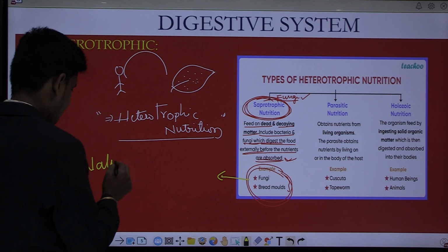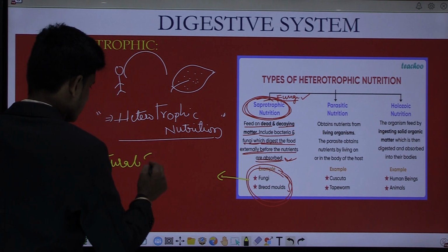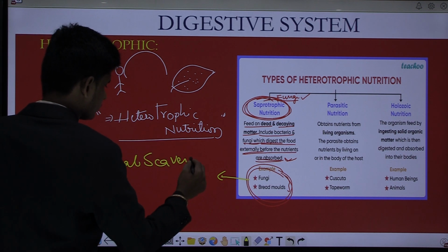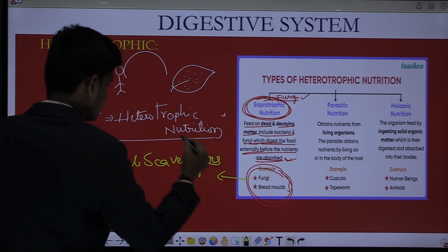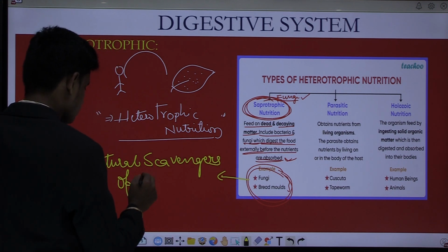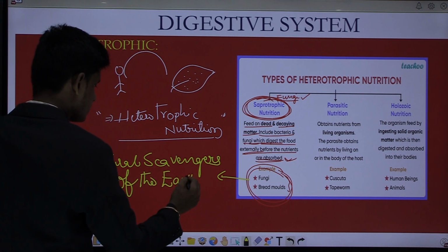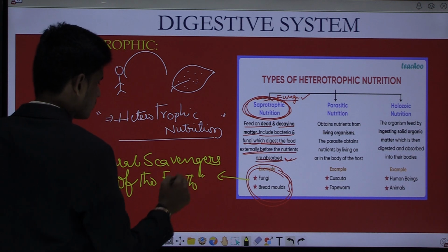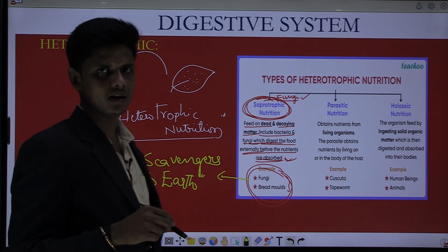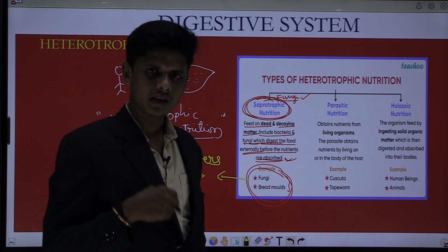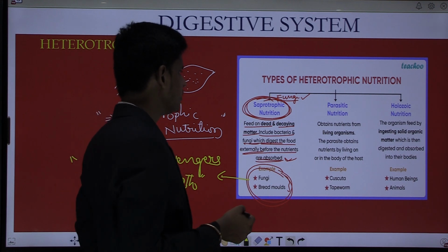What is that? Natural scavengers of the earth, because they clear the soil. Okay, they clear the soil. And what is the second one?